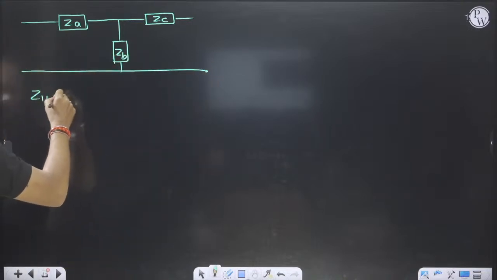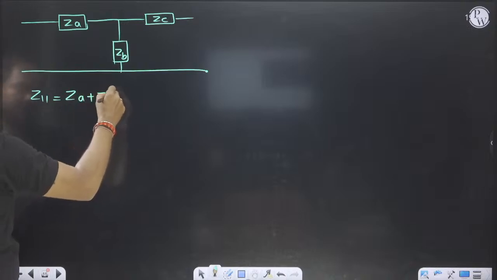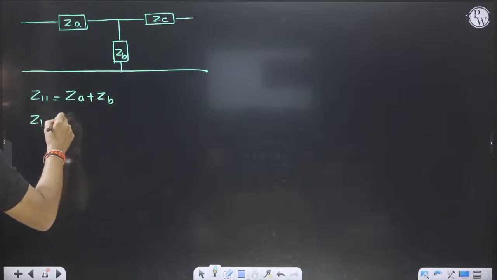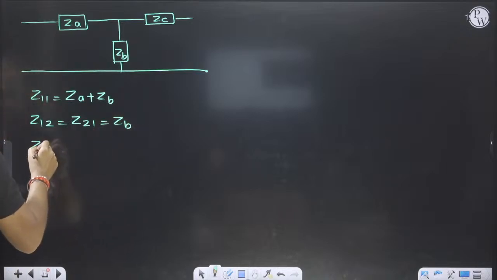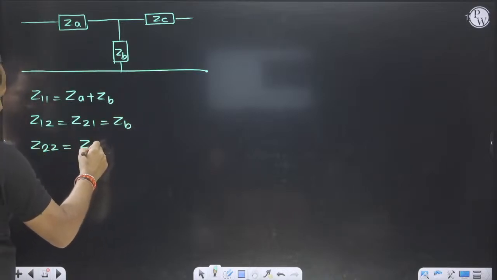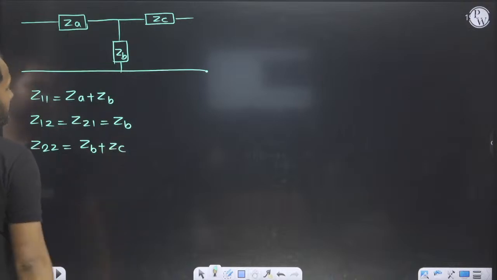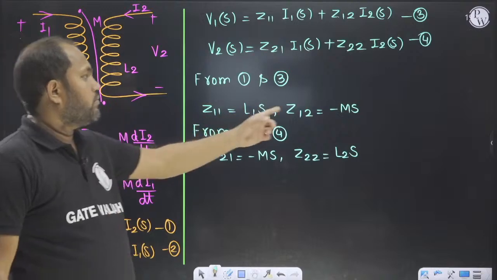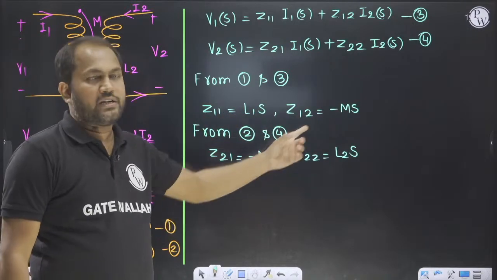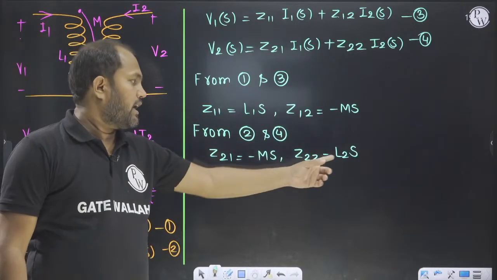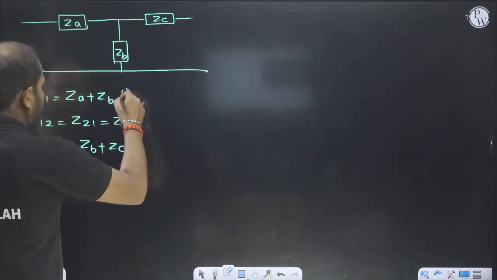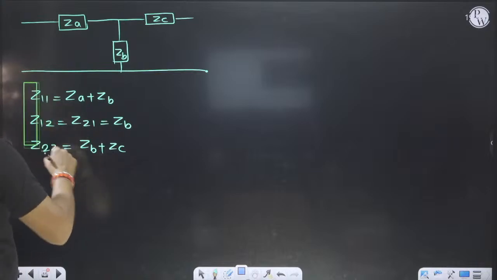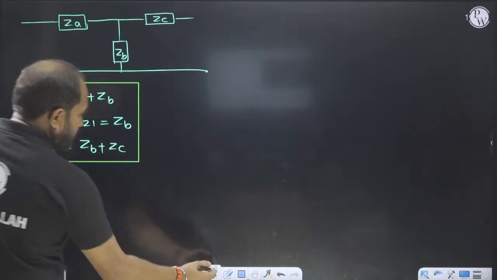Z11 is equal to ZA plus ZB, and Z12 and Z21 are equal to ZB, and Z22 is equal to ZB plus ZC. Z11 is equal to L1s, Z12 and Z21 are both equal to minus Ms, and Z22 is L2s. So from these equations we can derive the ZA, ZB and ZC formulas.